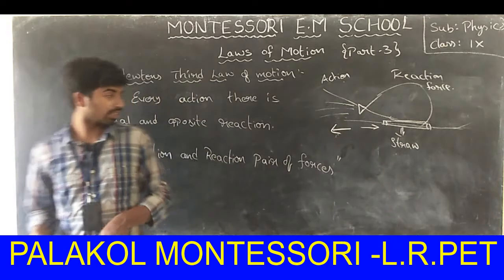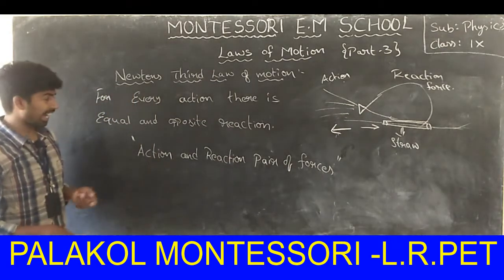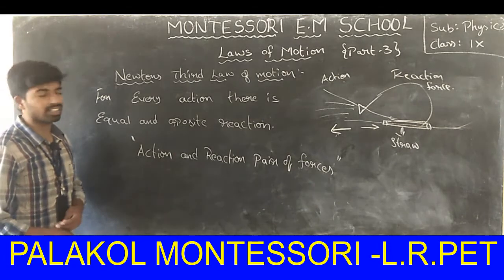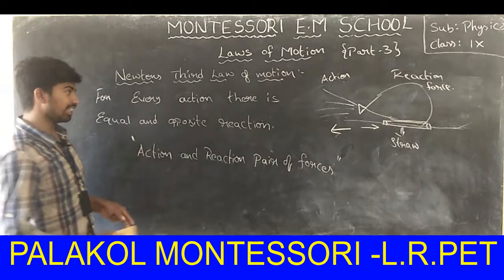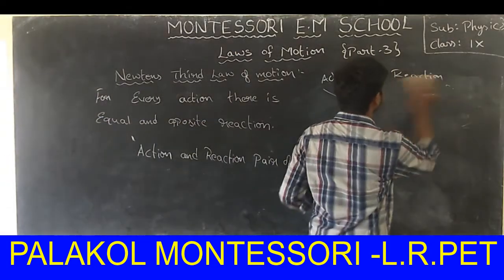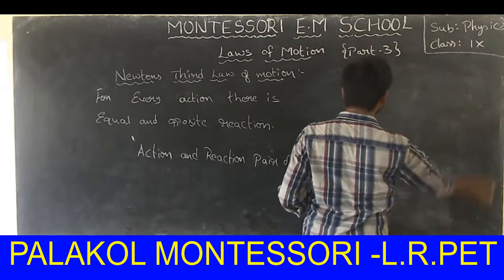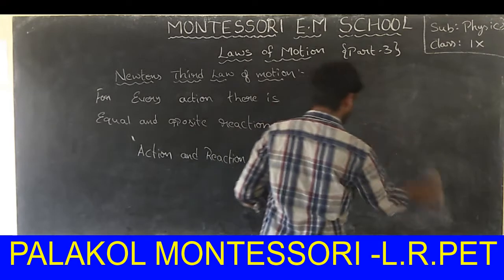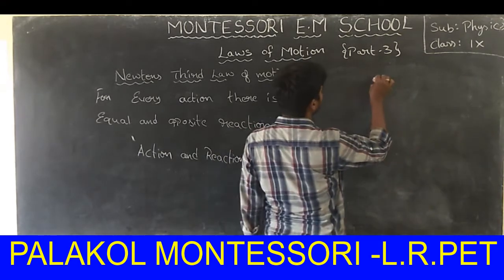So here, Newton's third law of motion is related to two objects and two forces. The action and reaction pair of forces are equal and in opposite directions. For example, let us consider, to get a mathematical form, I will explain how the mathematical equation is obtained.